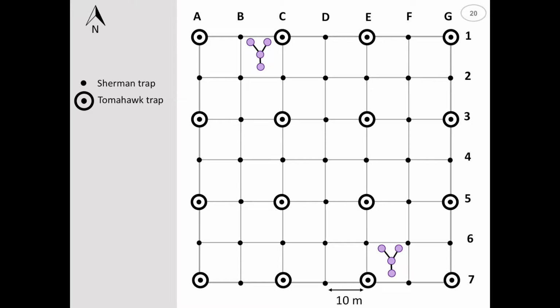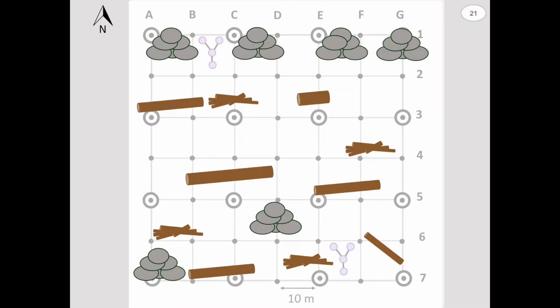It's a 7x7 grid that's 60 meters by 60 meters. There are Sherman traps placed 10 meters apart, tomahawk traps placed 20 meters apart, and then 2 pitfall arrays, one in a more upland area and one in a lowland area. Now, if we place this grid in the forest, let's say, or at one of the restoration sites, here's what the matrix of habitat features may look like.